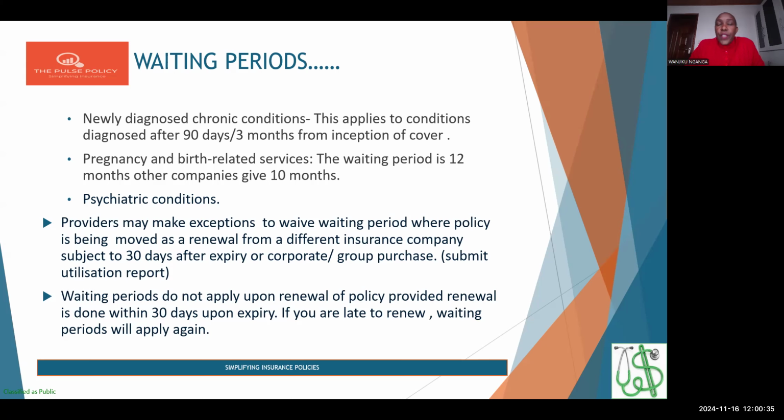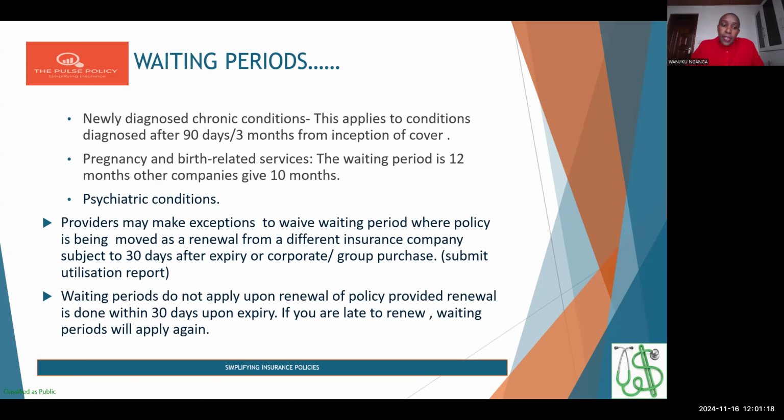At what point does the insurance company actually waive these periods? One, you are moving your policy from one insurance company to another, and there is no break between the renewal. That is, 30 days are not over before you change the policy. For example, you are now insured under company A, but upon renewal, you want to change the insurance cover from company A to company B. For company B to waive your waiting period, you have to submit a report we call a utilization report. You fill in the proposal form, and it has to be done before 30 days expire. If 30 days are expired, the policy becomes a new policy and all the waiting periods are going to apply again.